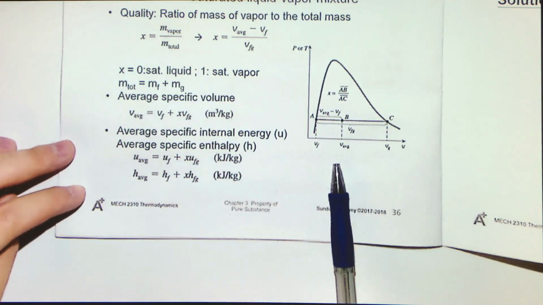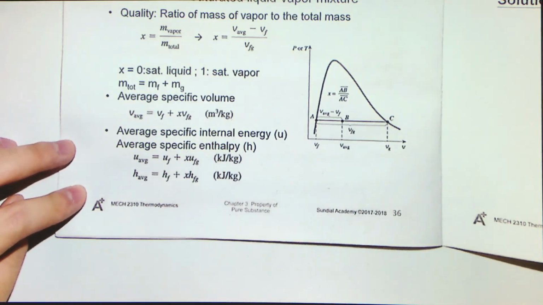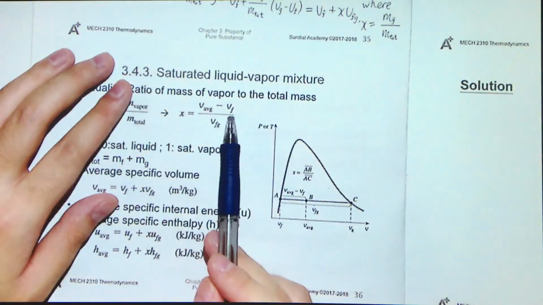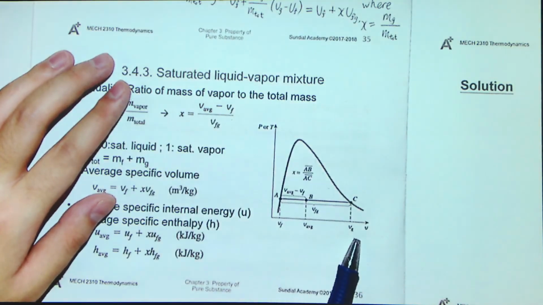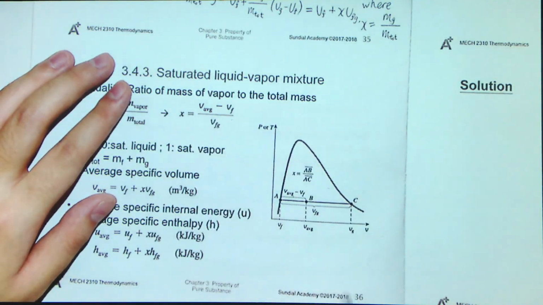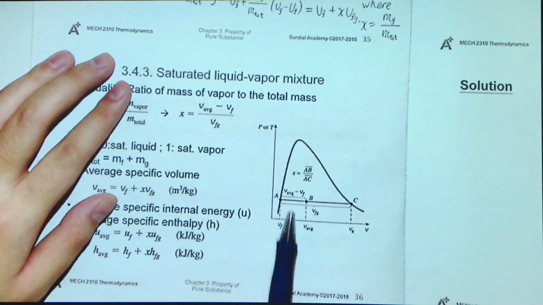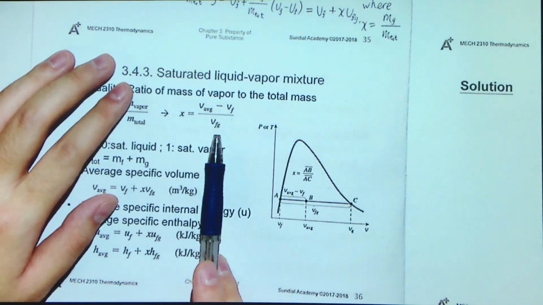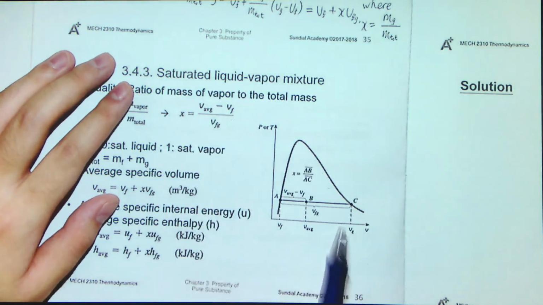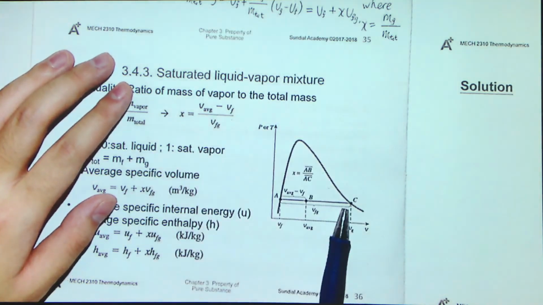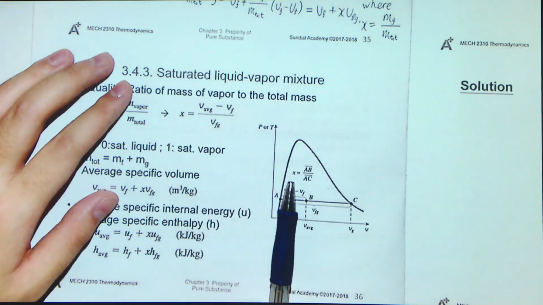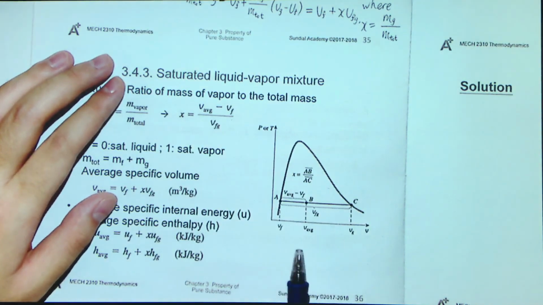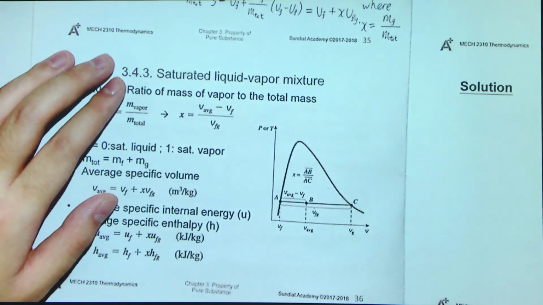This diagram shows geometrically how we can find the quality. x is equal to the length of AB divided by the length of AC. What is v average minus vf? Because this horizontal axis is v, v average minus vf is just the length here. While this vfg, as we have defined before, is equal to vg minus vf, so vg minus vf is just the length of this. So we can geometrically find the quality here. I will show you in the next few examples how we can use the formulas we have developed to solve problems.